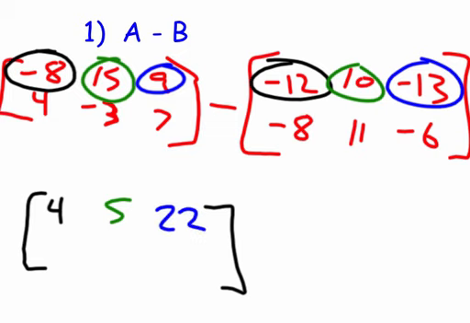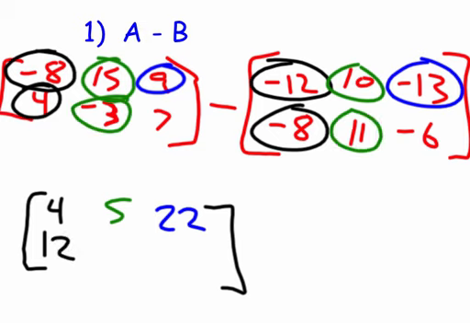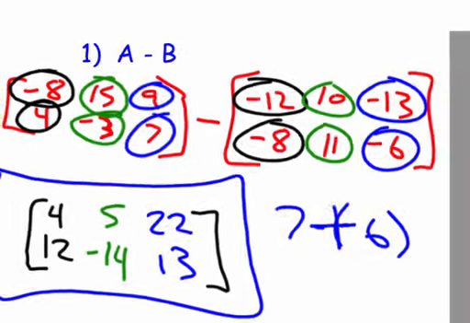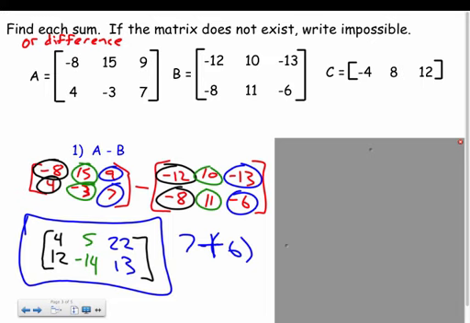And I do the same thing with row 2. So I go 4 minus -8. So 4 plus 8, which is 12. And then we got -3 minus 11, or negative 3 plus negative 11, which is negative 14. And lastly, 7 minus negative 6 is really 7 plus 6, so 13. So here would be those two matrices subtracted from each other. I just subtract each element in whichever location they're located. Kind of makes sense, doesn't it?